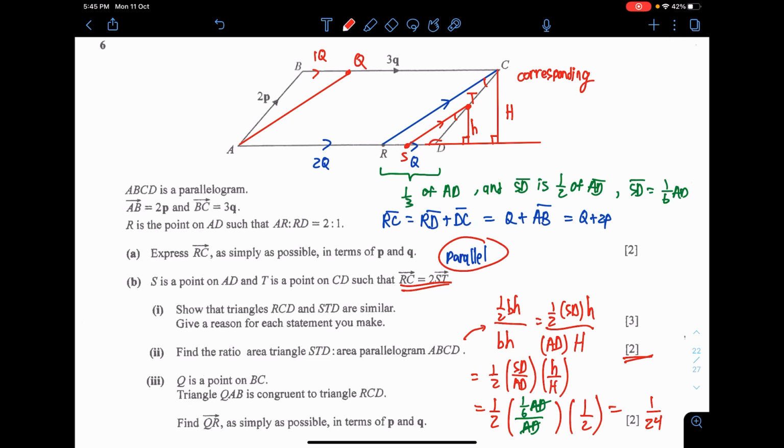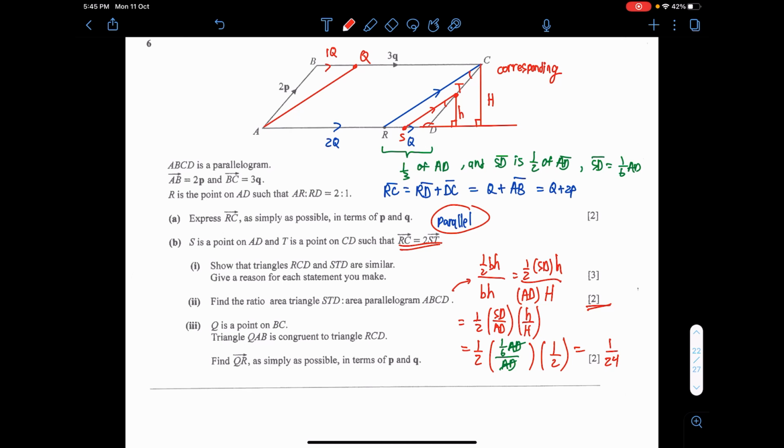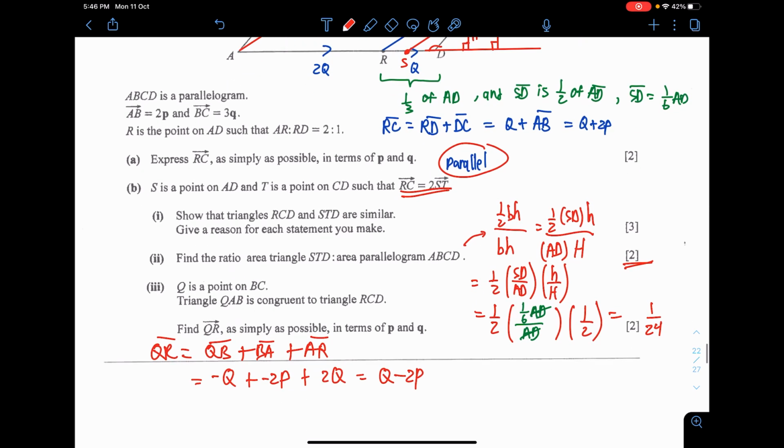Okay, then what do they want? Find QR. It's a vector QR, so take down QB. I want to take the long way, plus BA, plus AR. But the long way is the simplest way in this case. QB is the opposite direction, so you need to put negative Q. BA is another opposite direction, so you put negative 2B. Then AR is actually 2Q. And therefore you got Q minus 2B. And done. Easy peasy lemon squeezy.